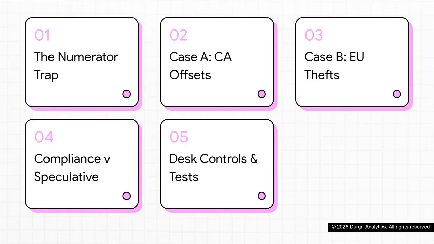Here is our masterclass agenda for today. We'll start with what we call the numerator trap, then look at Case A on California offsets and Case B on EU registry thefts. After that, we'll compare the compliance versus speculative desk impacts and wrap up with desk controls and tests. Let's get right into it.